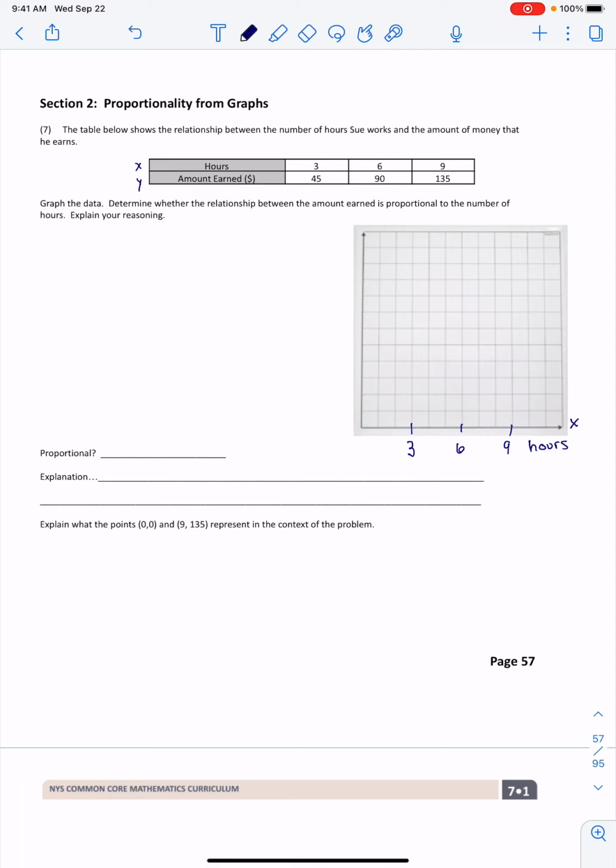And then on the side here, I'm going to put 45. Then I'm going to put 90 and 135. Let me write that 135, that looks terrible. This is the amount earned.